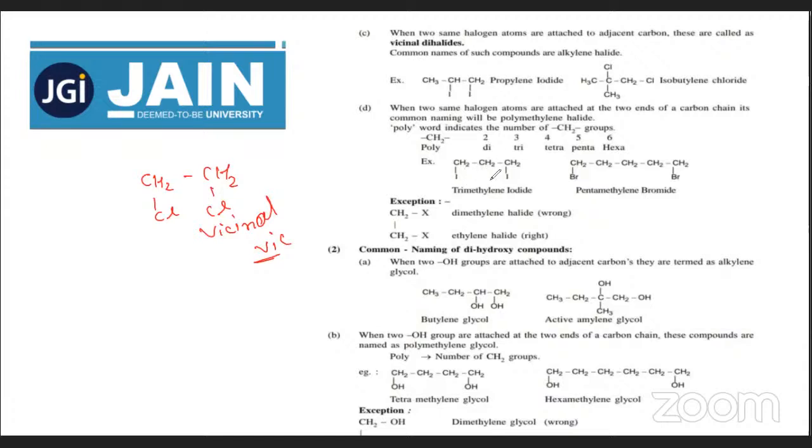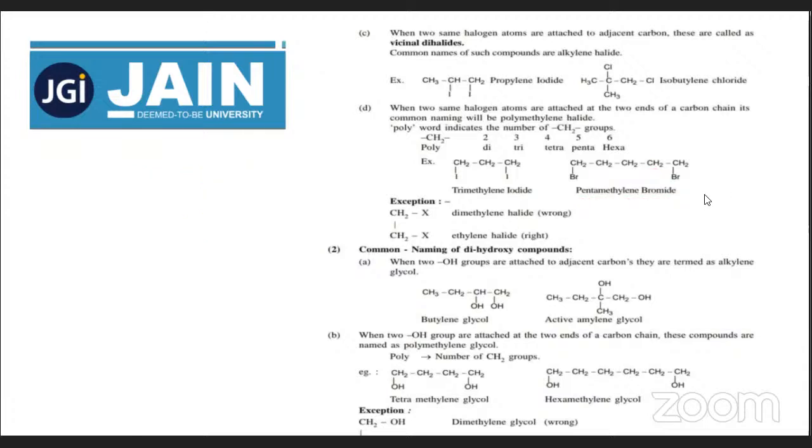If I have iodide here, we write it as trimethylene iodide. If I have Br here, and this all is CH2, we write it as pentamethylene bromide. The common name of dihydroxy, again everything is here. This is butylene glycol. This all is common name. All these huge things, everything is common name.